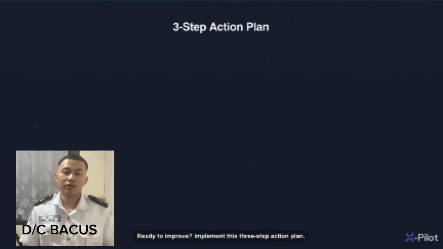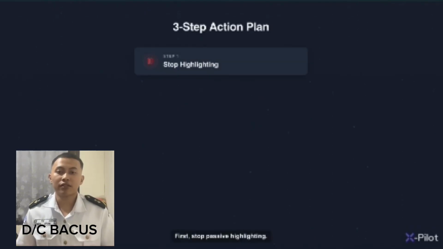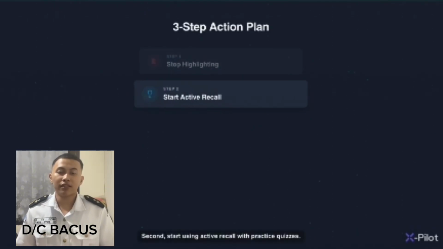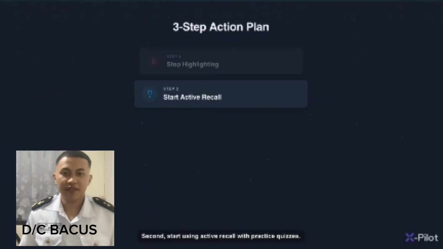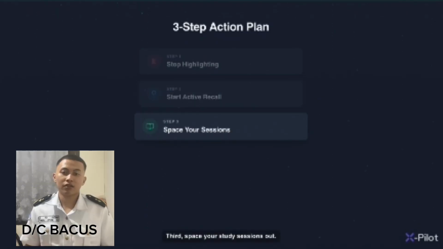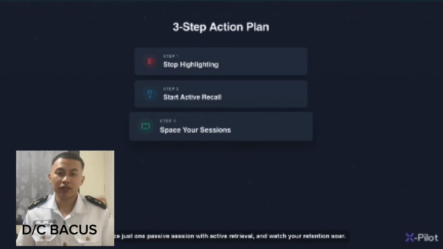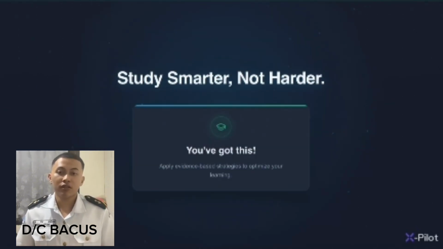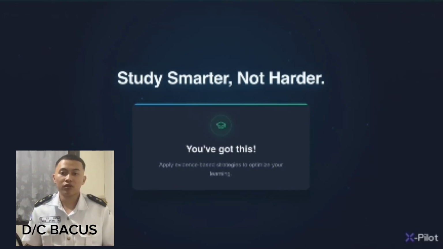Ready to improve? Implement this three-step action plan. First, stop passive highlighting. Second, start using active recall with practice quizzes. Third, space your study sessions out. Replace just one passive session with active retrieval and watch your retention soar. So study smarter, not harder.